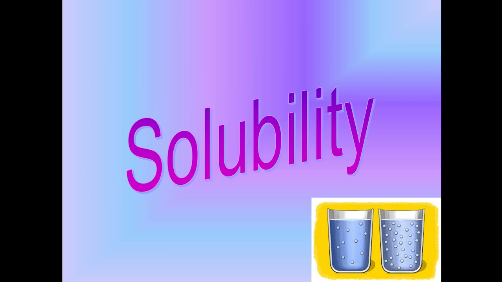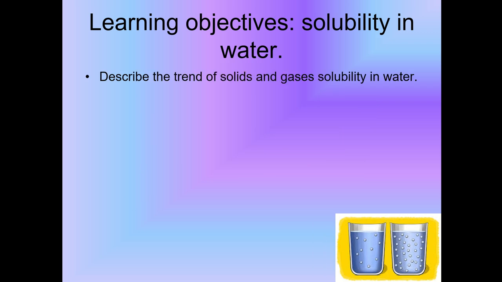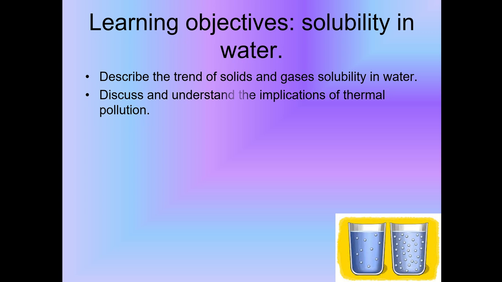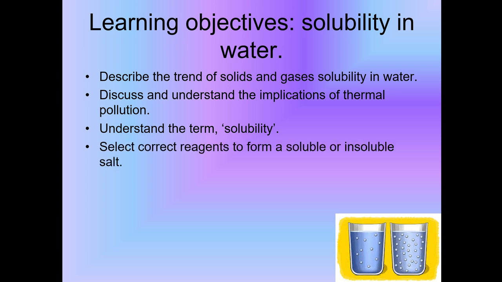So let's look at the main section of this water topic and the most difficult section, which is solubility. We need to describe, first of all, a trend with regards to the solubility of solids and gases in water. We'll do that in a second. We need to understand the implications of thermal pollution with regards to bodies of water. Again, we'll do that in a minute. We need to understand the term solubility. That is a definition, a 4-mark definition, so make sure you learn it well.